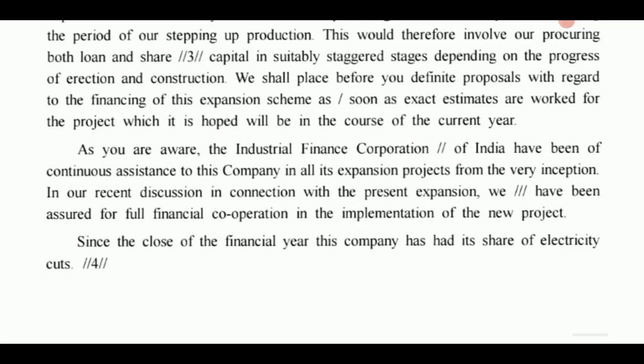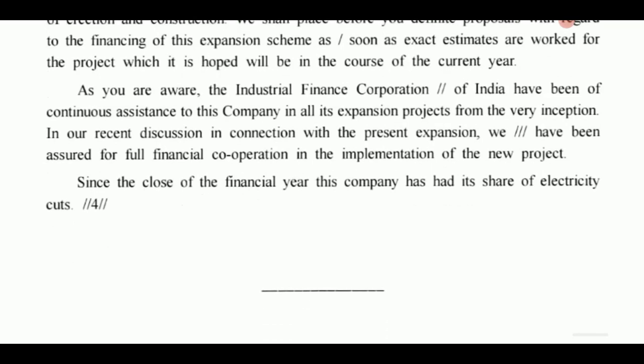Para. As you are aware, the Industrial Finance Corporation of India has been of continuous assistance to this company in all its expansion projects from the very inception. In our recent discussion in connection with the present expansion, we have been assured of full financial cooperation in the implementation of the new project. Para. Since the close of the financial year, this company has had its share of electricity cuts. Stop.